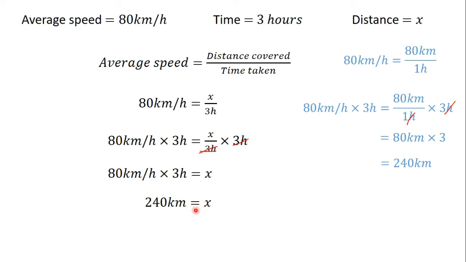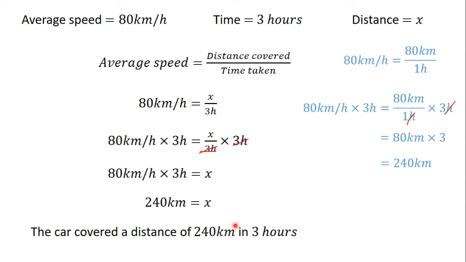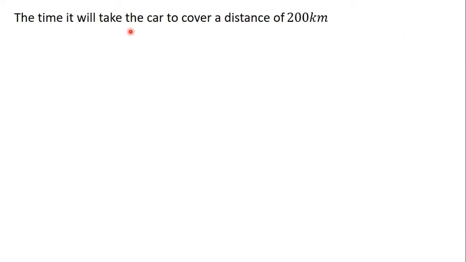So the distance x, which is the distance covered by the car in 3 hours, is 240 kilometers. So we can say that the car covered a distance of 240 kilometers in 3 hours. Let's look at the second part of our question. The time it will take the car to cover a distance of 200 kilometers.